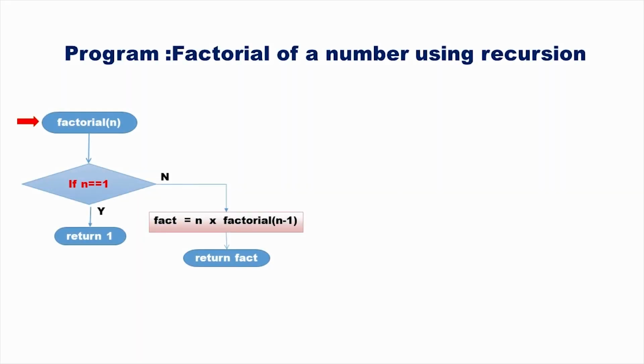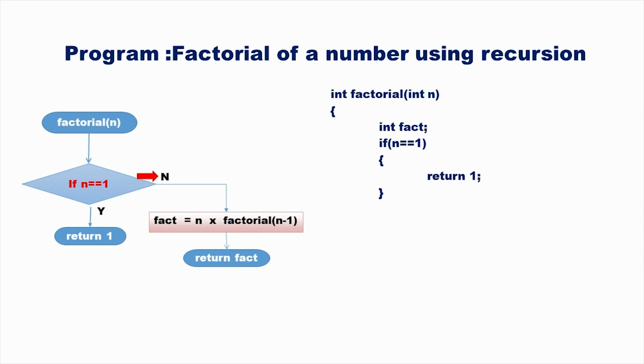Now, let us convert this flowchart to program code. The function requires one integer argument and returns an integer value. Hence, we can write the header as int factorial, within brackets int n. Start the function body. It requires one variable to store the result: int fact. Next is the condition. If n equal to 1, go to the yes part. Open curly brace. Return 1. End of yes part. Close curly brace.